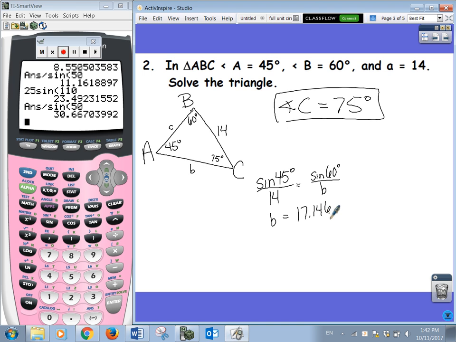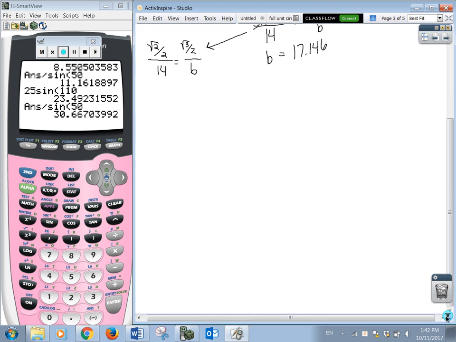If we were only looking for that particular side, this could be a non-calculator problem. So let's just say we only asked for side B, and this was on a non-calculator section. So sine of 45 is root 2 over 2, over 14. What is sine of 60? You go back to your unit circle, and you see that's root 3 over 2. So root 3 over 2 over B. And then we cross multiply and solve this problem.